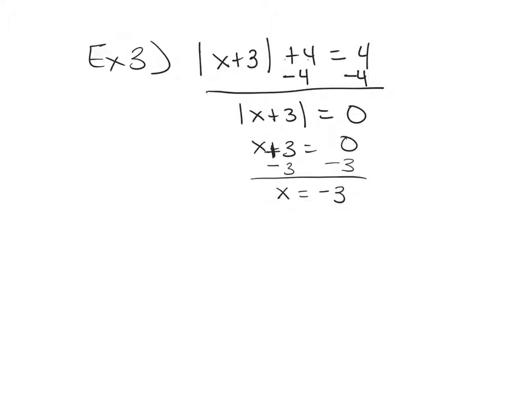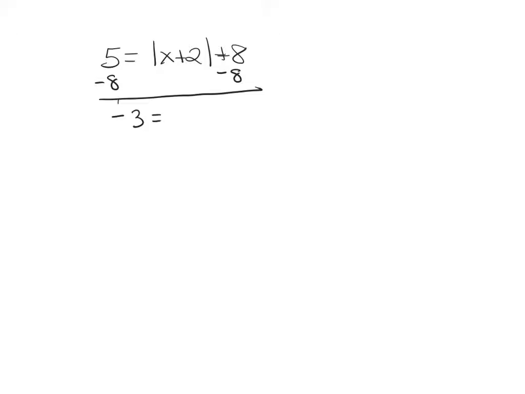All right, last example. This is the example that wasn't done in class. We get 5 equals the absolute value of x plus 2 plus 8. So remember here, we got to get that one that's far away or outside of the absolute value peeled off first. So we undo the addition with subtraction of the 8 on both sides. 5 minus 8 is a negative 3 equals the absolute value of x plus 2.